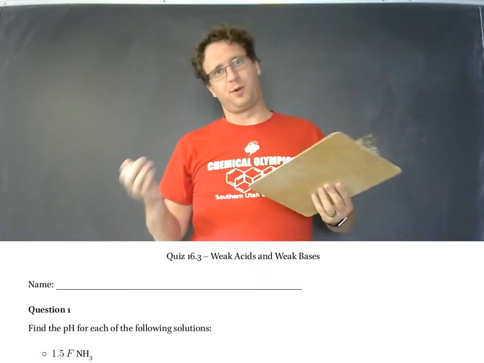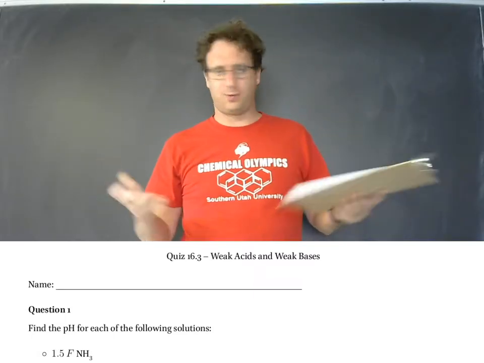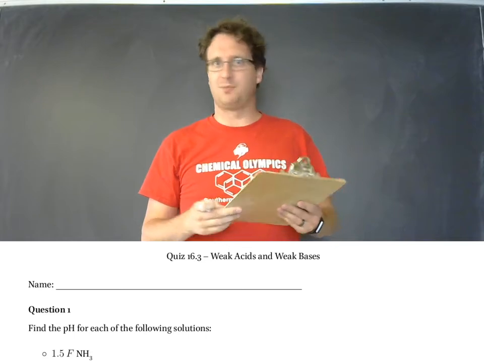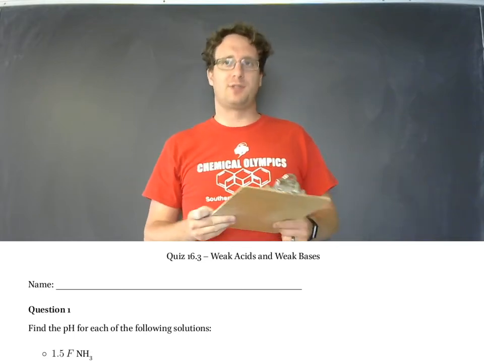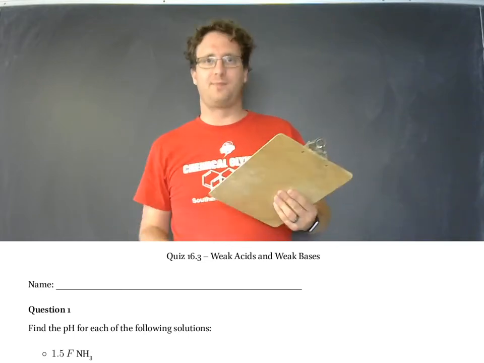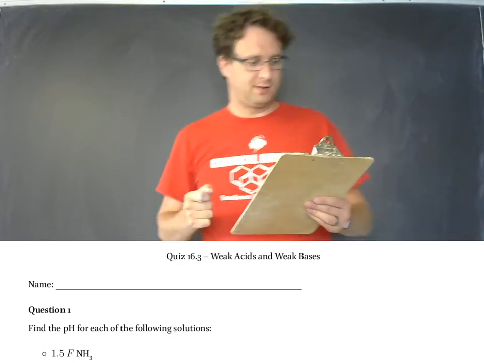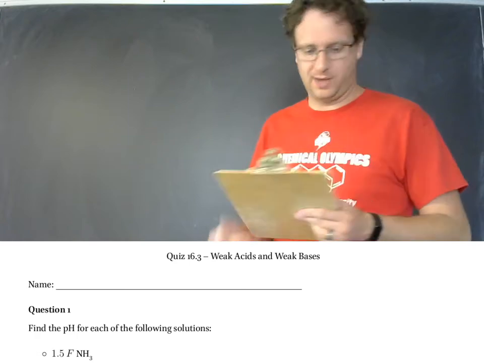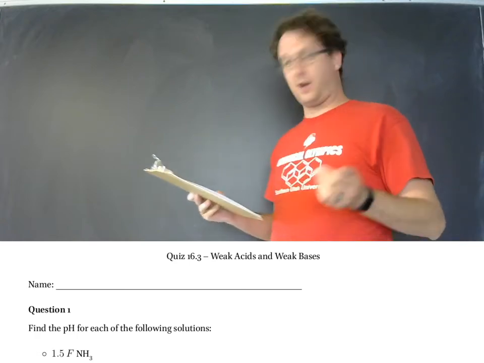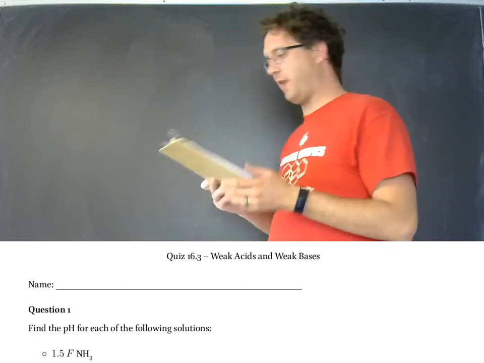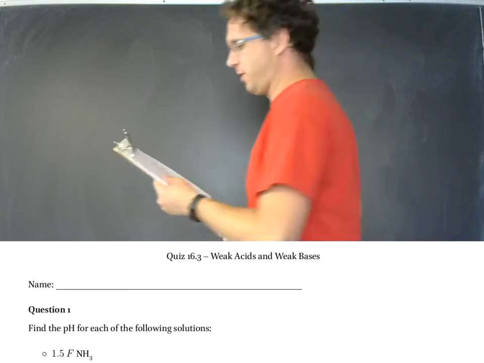16.3 is a real important one. We're going to just work through a lot of acid-base related ICE tables. There's nothing tricky to it. It's just going to be a matter of doing the work. Okay, so we have first finding the pH of a 1.5 formal solution of ammonia.